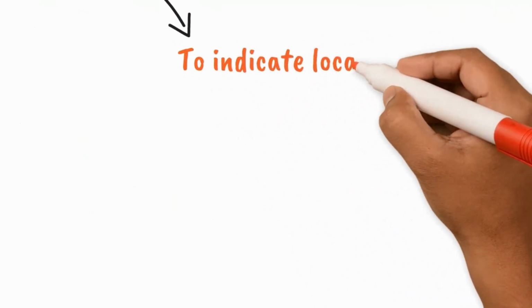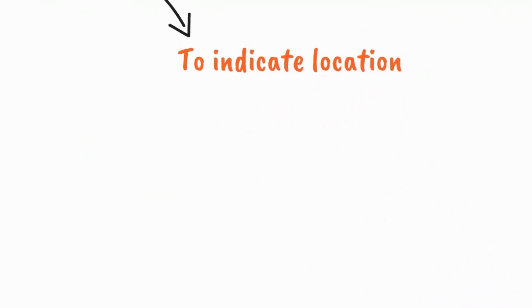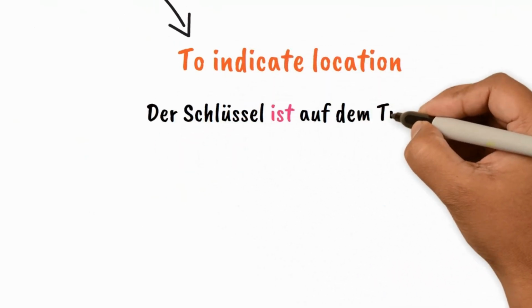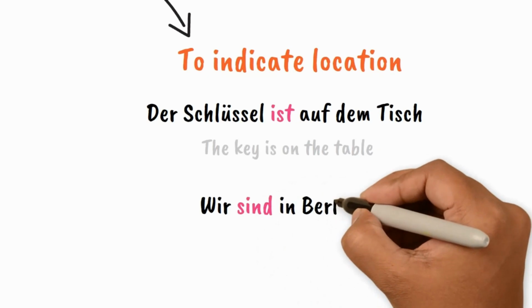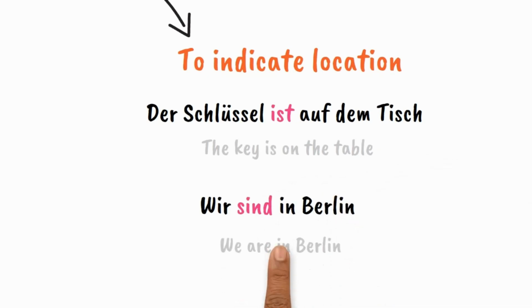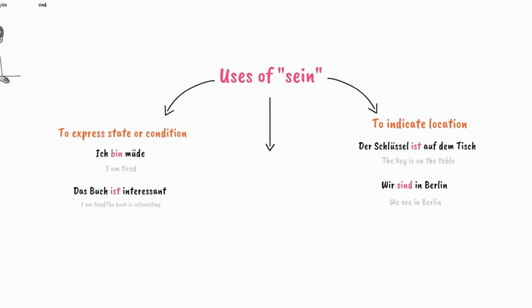Second, to indicate location. Der Schlüssel ist auf dem Tisch. I know exactly where the key is, so I am pointing to its location. Wir sind in Berlin. I'm pointing out my current location to another person.